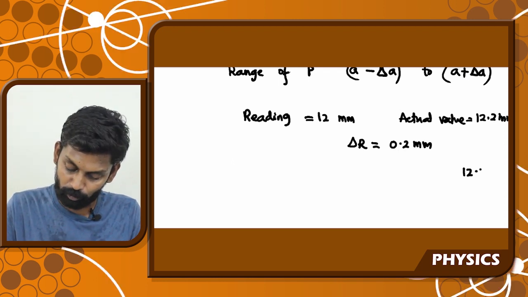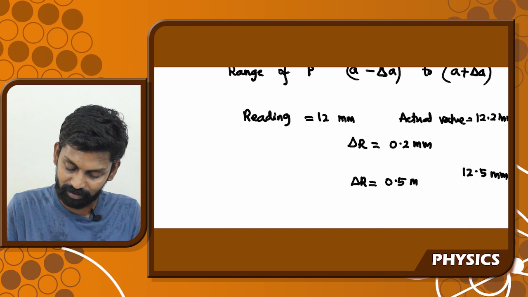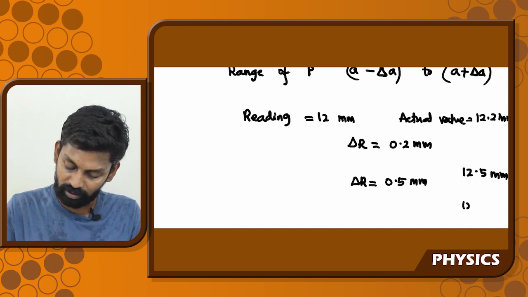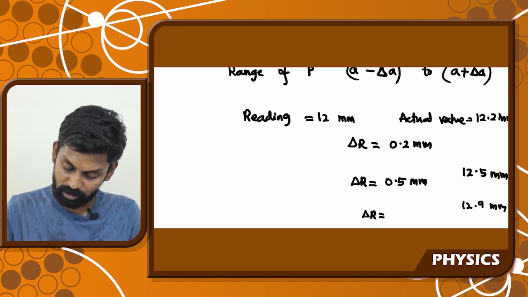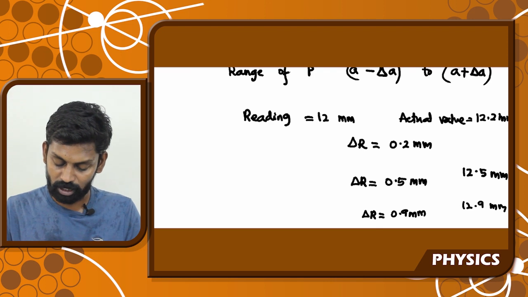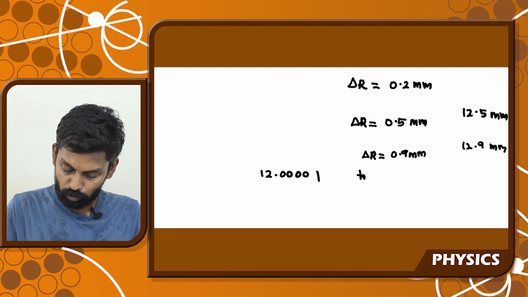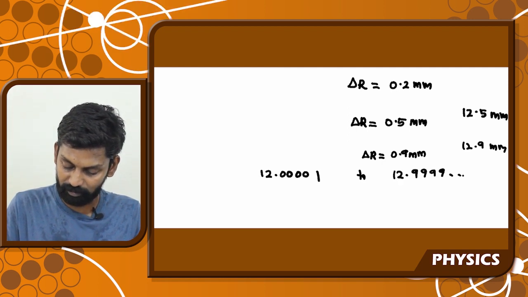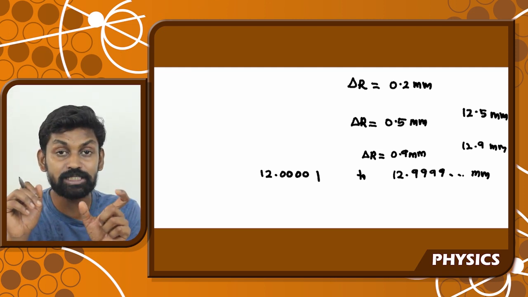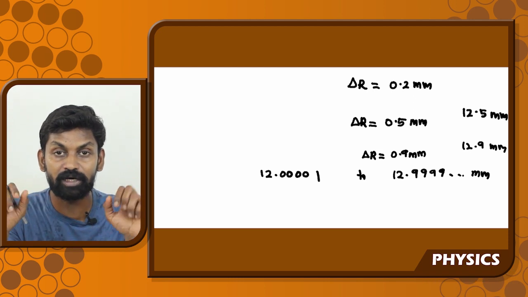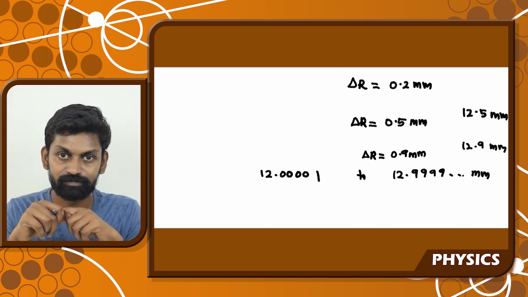Suppose the actual value is 12.5 millimeter. What is delta R here? Delta R will be 0.5 millimeter. If the actual value is 12.9 millimeter, then the error that is occurring is 0.9 millimeter. So, starting from 12.00001 to 12.99999 millimeter, you cannot measure the gap that is between 12 and 13. So, the maximum possible error when you are measuring with a simple geometric scale is equal to 1 millimeter, which is nothing but its least count.